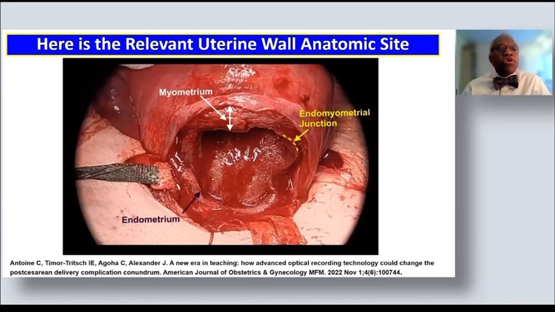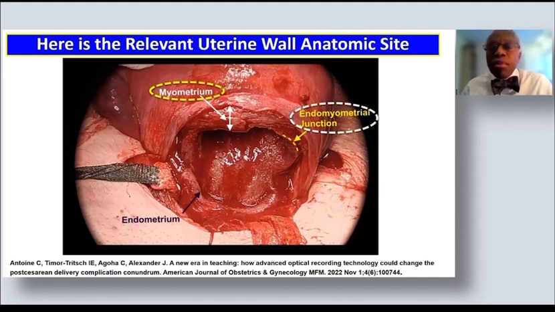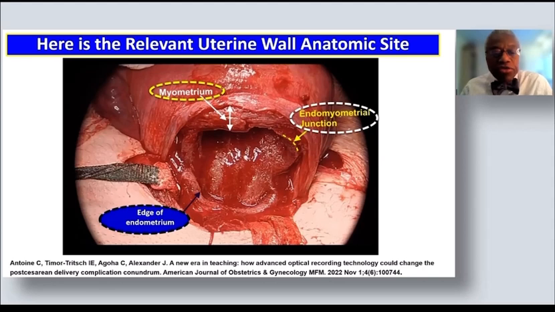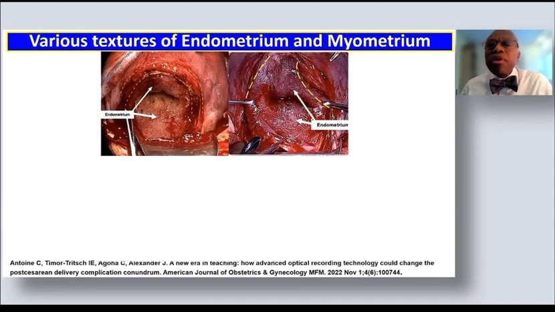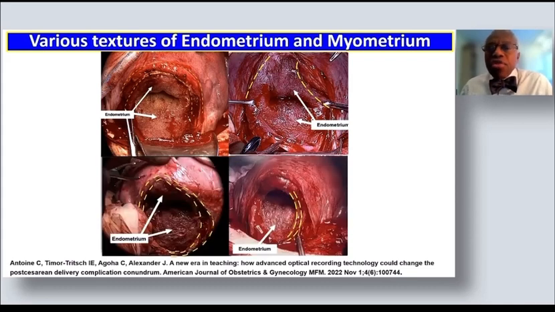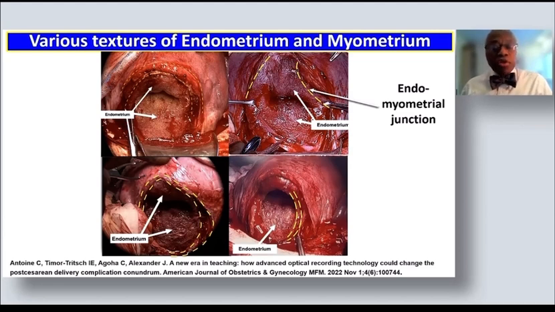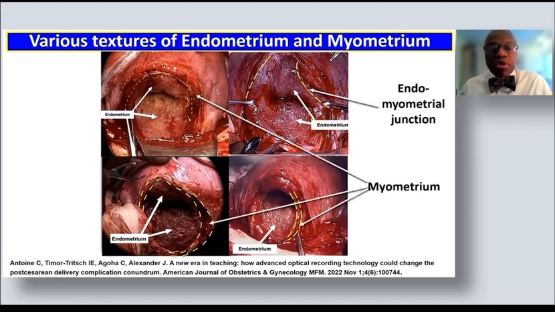Using the tool, here is the relevant uterine wall anatomy. You could clearly see the myometrium, the endomyometrial junction, the edges of the endometrium, the surface of the endometrium. We've learned from the tool that there are various textures of endometrium and myometrium. The endomyometrial junction is clearly visible, and the myometrium is clearly distinct from the endometrium.